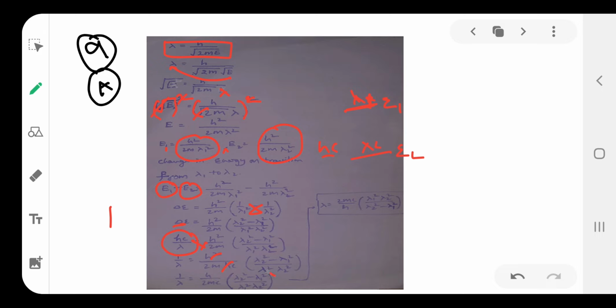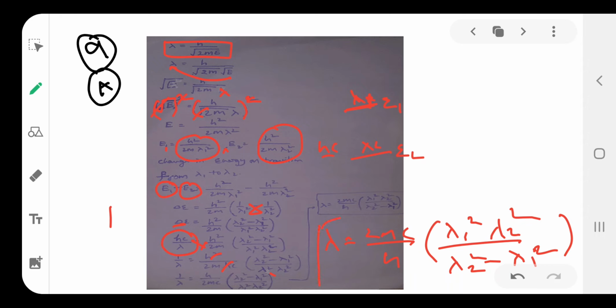Then 1 by lambda value, after cancelling the h and square value, is h by 2mc. 1 by lambda is equal to h by 2mc into lambda 2 square minus lambda 1 square divided by lambda 1 square into lambda 2 square. Then this is 1 by lambda. Then what is the lambda value? Lambda is equal to 2mc by h, it becomes the opposite value: lambda 1 square into lambda 2 square divided by lambda 2 square minus lambda 1 square.